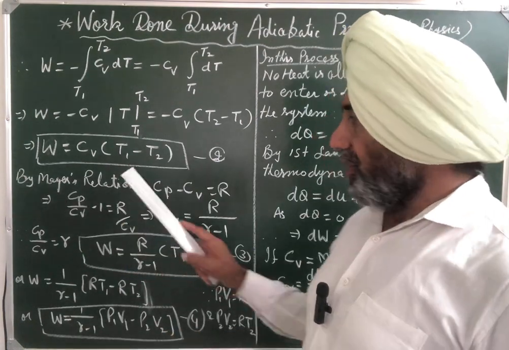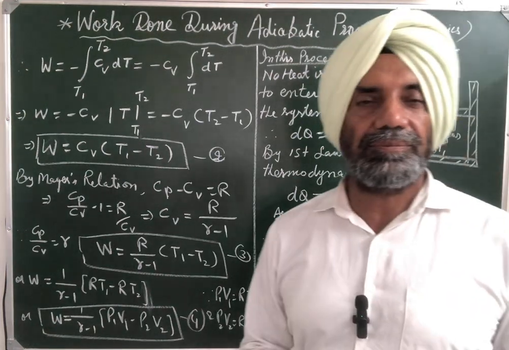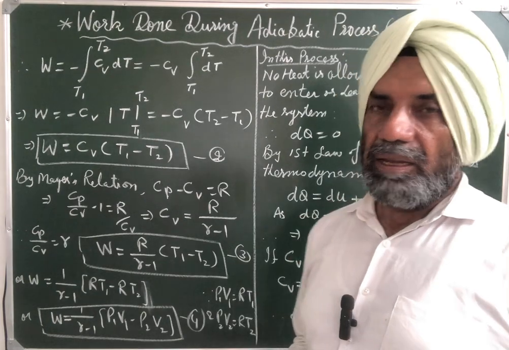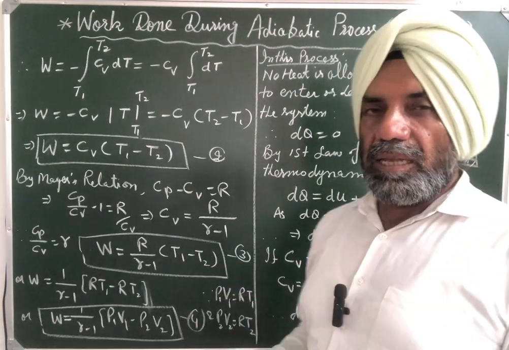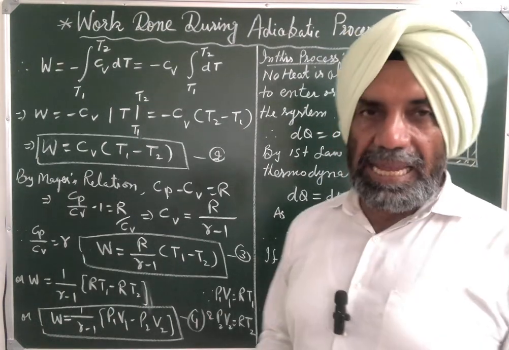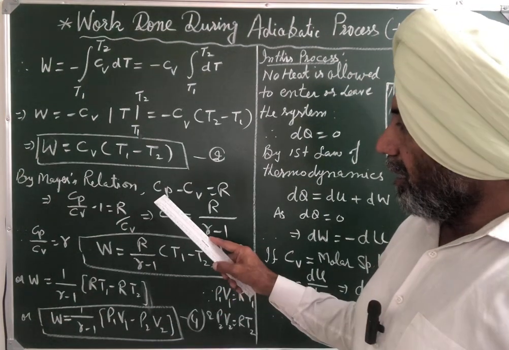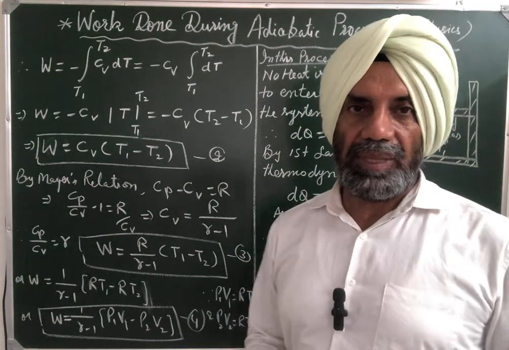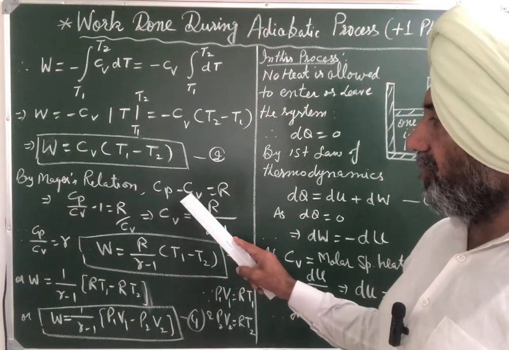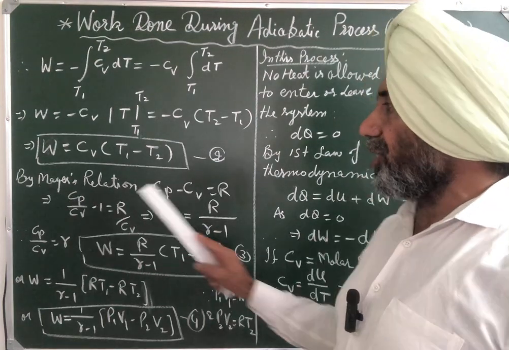Then by Mayer's relation, we have Cp minus Cv is equal to R. Here Cp is the molar specific heat at constant pressure, which is defined as the amount of heat required to raise the temperature of 1 mole of ideal gas by 1 Kelvin at constant pressure. So Cp and Cv are related by this equation, Cp minus Cv is equal to R, where R is called the gas constant, and this is known as Mayer's relation.